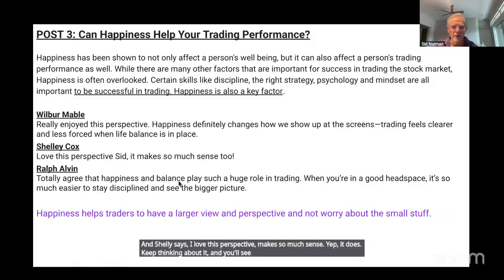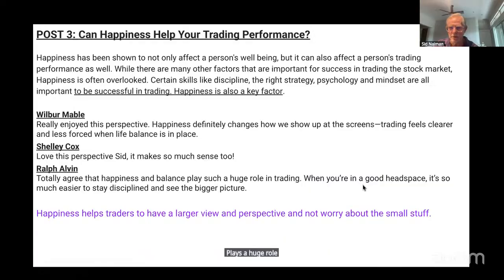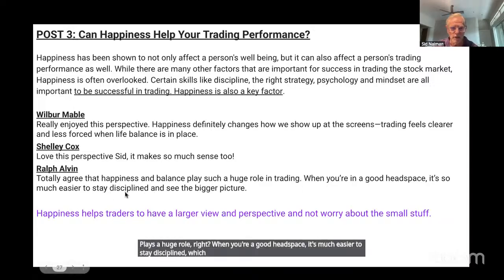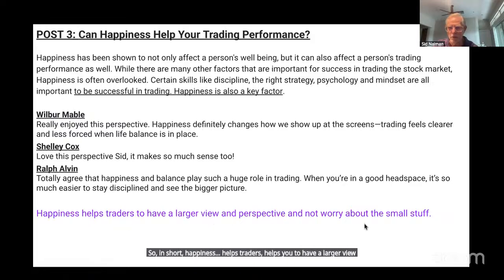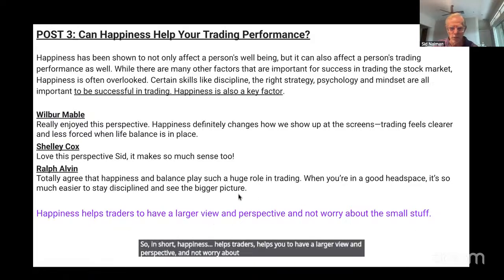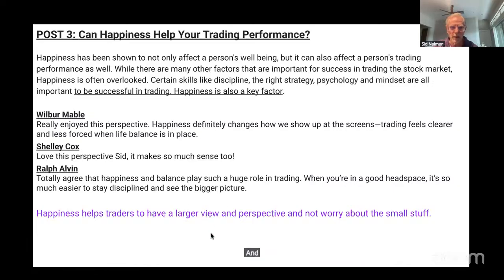Totally agree. Happiness and balance, according to Ralph, plays a huge role, right? When you're in a good headspace, it's much easier to stay disciplined, which is key. A lot of traders fail because they're not disciplined. So if you're in a happy state, you're going to be more disciplined. You can see the big picture. So in short, happiness helps you to have a larger view and perspective and not worry about all the small stuff. You're progressing in your long-term goals, and being happy is going to help you get there.